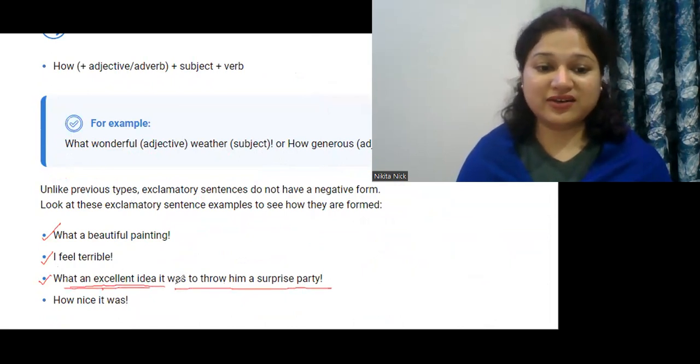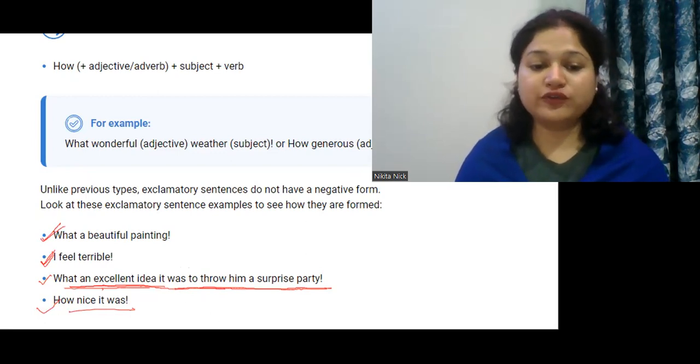What an excellent idea it was to throw him a surprise party. How nice it was. I feel terrible. What a beautiful painting. So, in exclamatory sentences, we express powerful emotions and strive to evoke the same emotions in the readers.